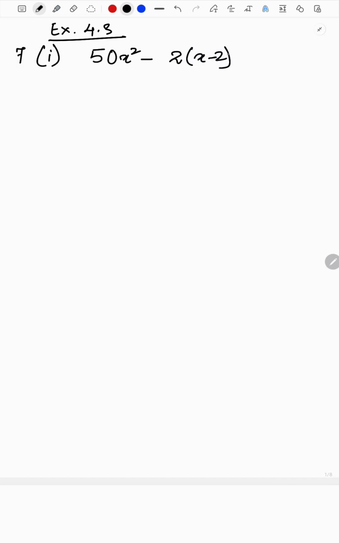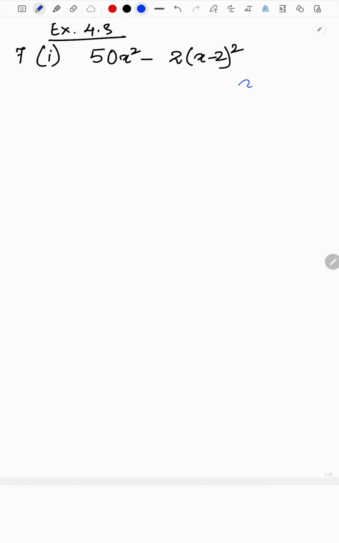Second part for the exercise number 4.3. In the first video we have done till question number 6.2. So today we'll begin from question number 7.1. So question number 7.1, you have 50x square minus (2x minus 2) whole square.